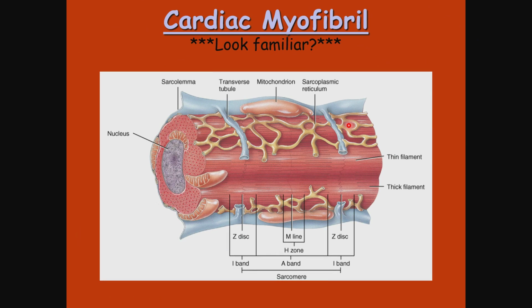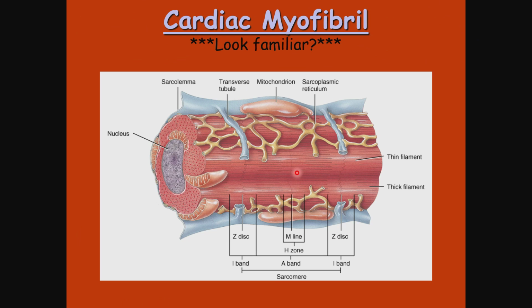Now, the cardiac myofibril. This should look very familiar. It looks very similar to the skeletal muscle. We've got a bunch of mitochondria all over the place, because obviously the heart needs a lot of ATP. You have the sarcolemma. Remember, the action potential runs across the sarcolemma. It goes down the T-tubule to stimulate the sarcoplasmic reticulum to release calcium.